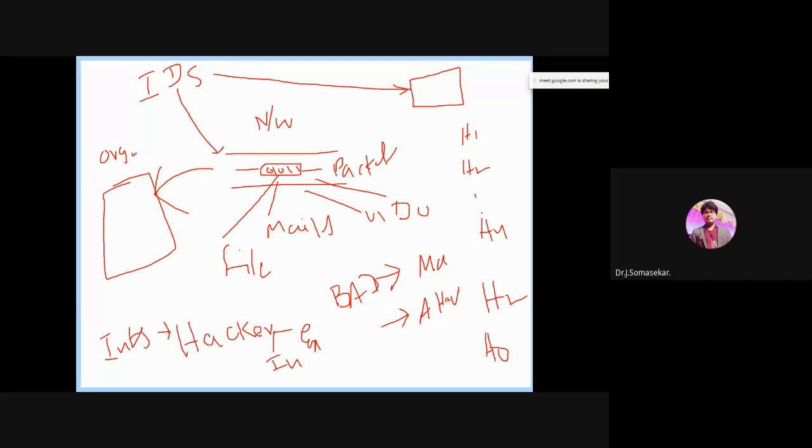We have DOS attacks, DDoS attacks, password attacks, and malware attacks. So many attacks we have. It will classify, and based on that we can go for the further step. So this is the basic idea behind this intrusion detection system.